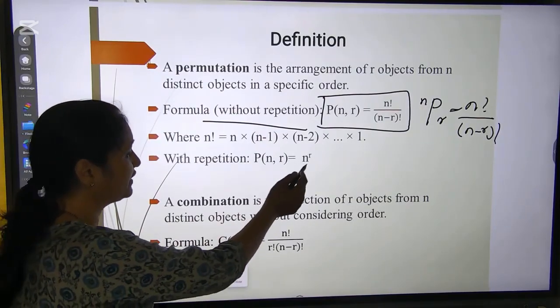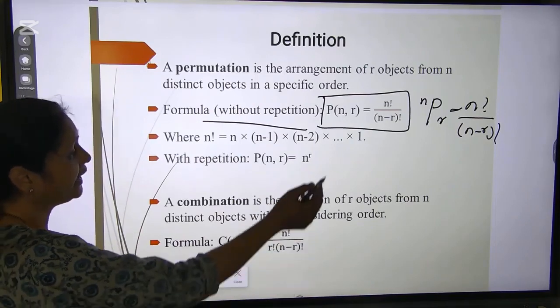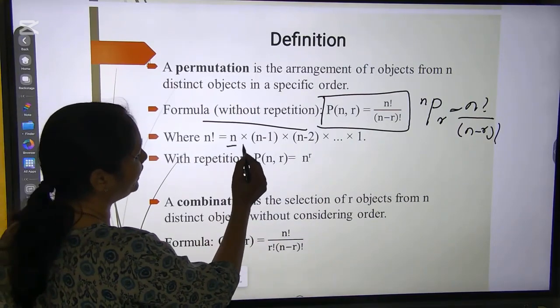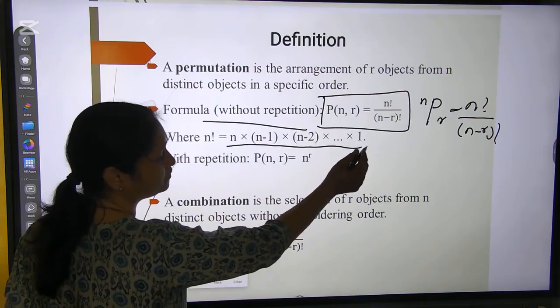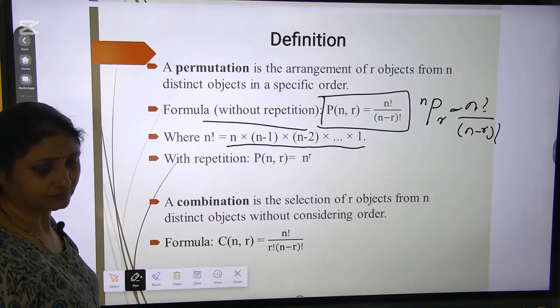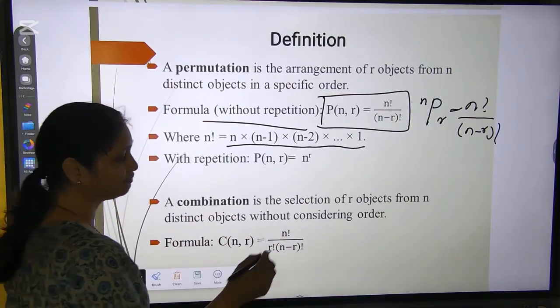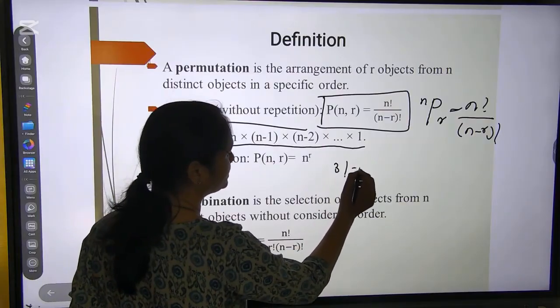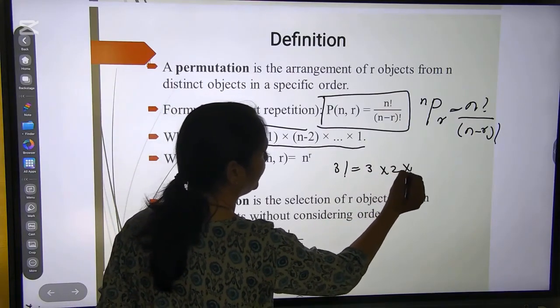and if we have to repeat the objects, then the formula is n raised to r. Here n factorial is n into n minus 1, n minus 2, up to 1. This is the formula for n factorial. That is, 3 factorial is equal to 3 into 2 into 1.